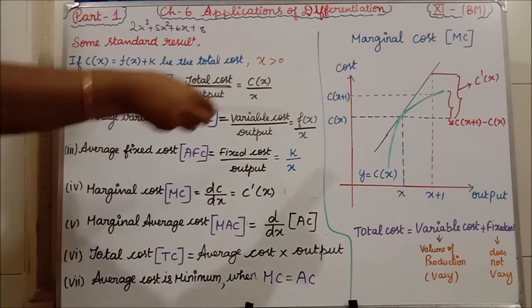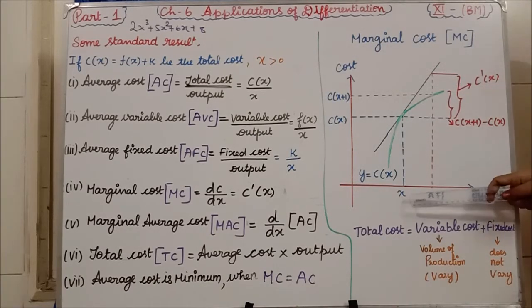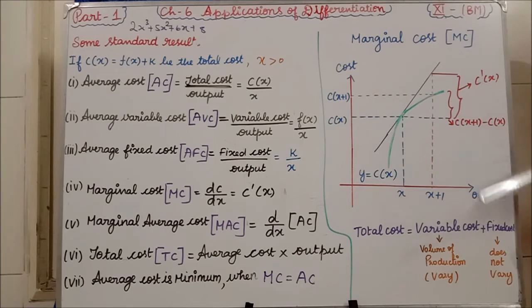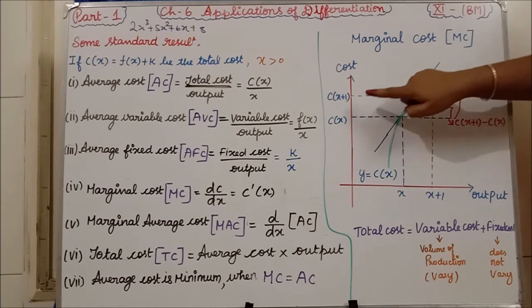Before going to marginal cost, we have to know about this graph. Only then will it be very easy for you. If you see the graph, the x-axis is the output and the y-axis is the cost. For x output, the cost will be C of x. If you increase the output by 1 unit, from x to x plus 1, the cost will be C of x plus 1. Now if you see where the line x plus 1 meets, the cost at that time is C of x plus 1.